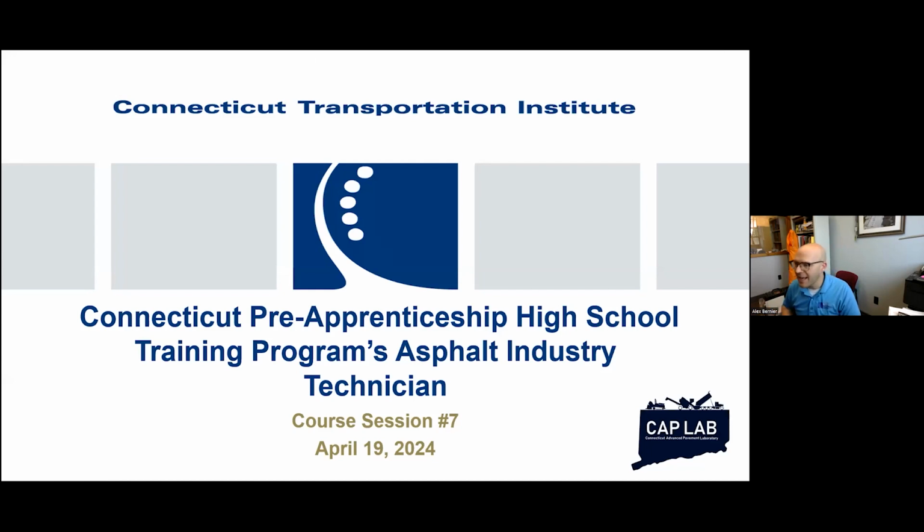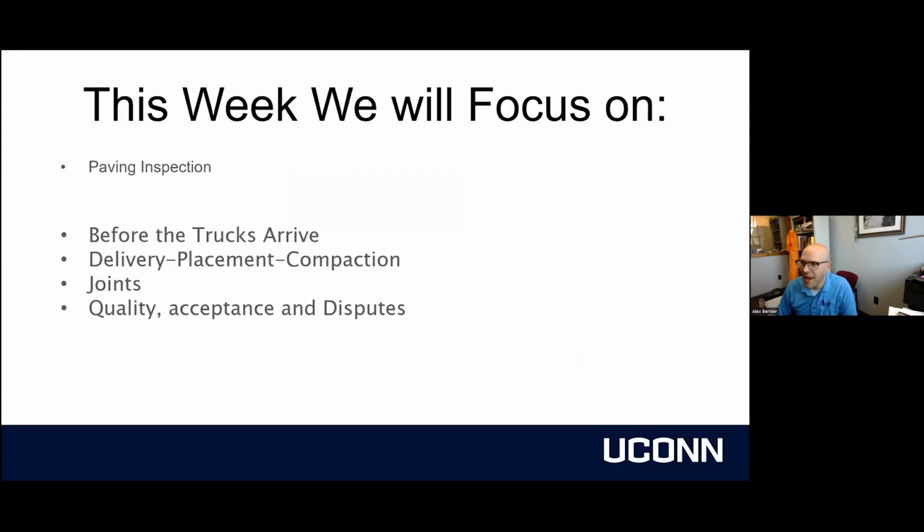Today we are looking at course 7 or session 7, and we are going to be talking about paving, specifically actually constructing a road in the field. So we're going to talk a little bit about what happens before the trucks arrive, how the mix is going to be delivered, placed, and then compacted. And then a couple slides on how to construct what we call joints. Those are the physical separation between different pulls or mats of hot material placed.